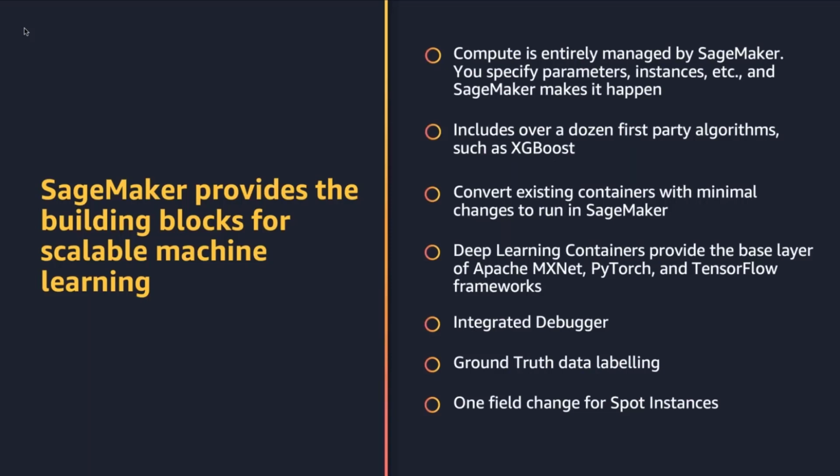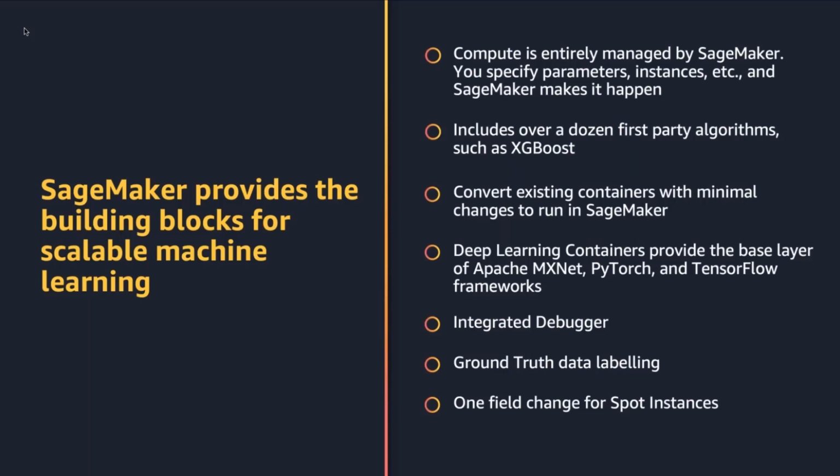I already touched on this, but the DLCs, these deep learning containers, offer MXNet, PyTorch, and TensorFlow available to you where you can just build on top of it. And it's located in all of the SageMaker regions that are currently there, which simplifies your load times. There's Debugger, and there's Ground Truth data labeling for those with amorphous datasets.